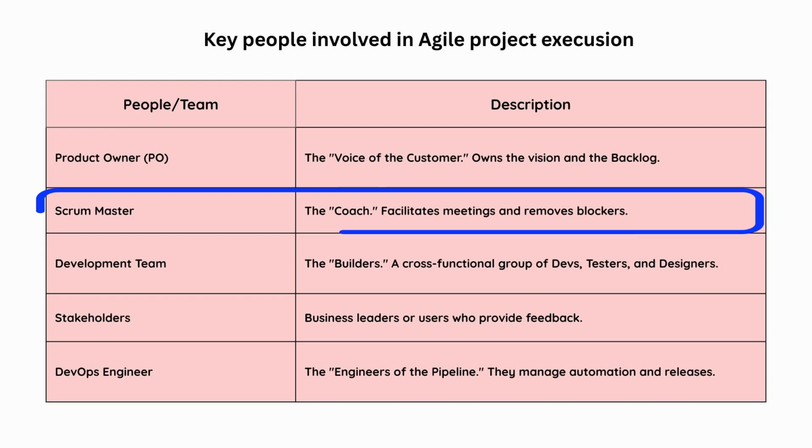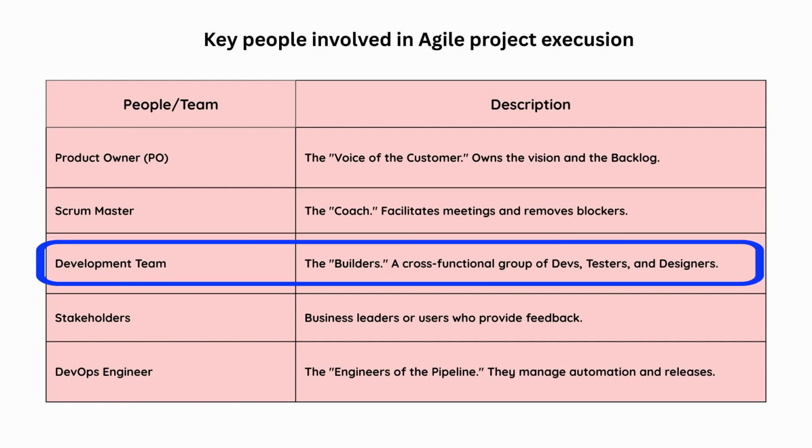The Scrum Master acts as the coach, guiding the team and removing obstacles. If meetings get stuck, they help refocus. If a developer is blocked by missing tools or unclear requirements, they step in to resolve it. If communication breaks down, they bridge the gap. Their role is to clear the path so the team can keep moving forward.